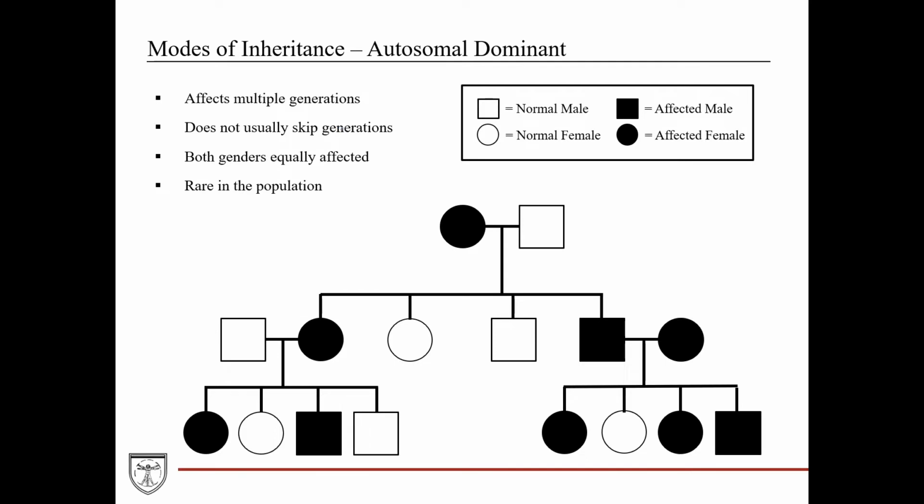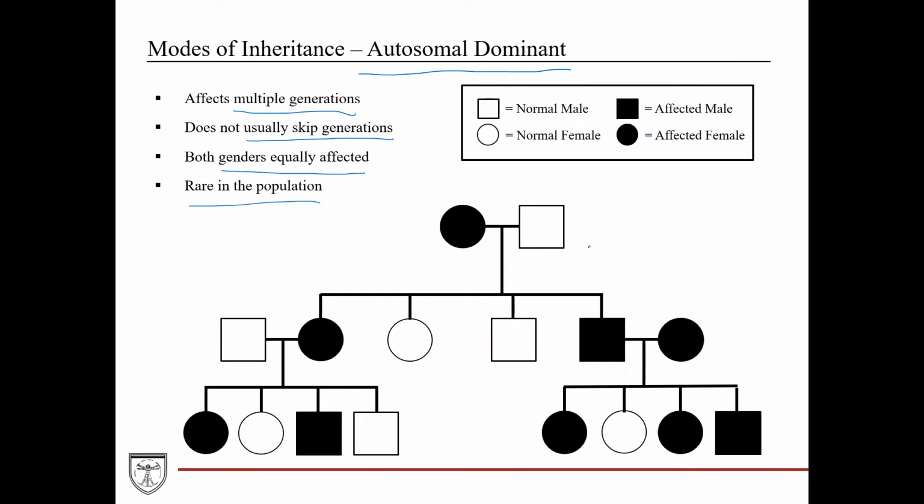And some things to pay attention to, for each of these modes of inheritance, is: do they affect multiple generations? Do they skip generations? Is one gender affected more so than the other, or are both genders affected equally? So those are just some things to pay attention to. So we're going to start out here with autosomal dominant. This does affect multiple generations, so therefore it usually does not skip generations. Both genders are equally affected, and disorders that exhibit autosomal dominant inheritance are actually pretty rare in the population.